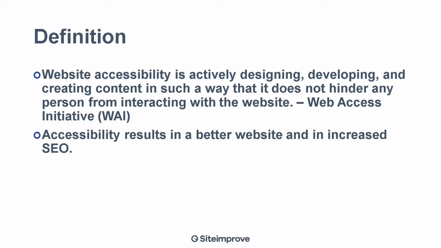So we got to start with a definition, and I found a good definition from the Web Access Initiative. It simply says web accessibility is actively designing, developing, and creating content in such a way that it does not hinder any person from interacting with the website. And I like that definition. Let's read it one more time. Website accessibility is actively designing, developing, and creating content in such a way that it does not hinder any person from interacting with the website. And I like that definition a lot because it points out something that's very important.